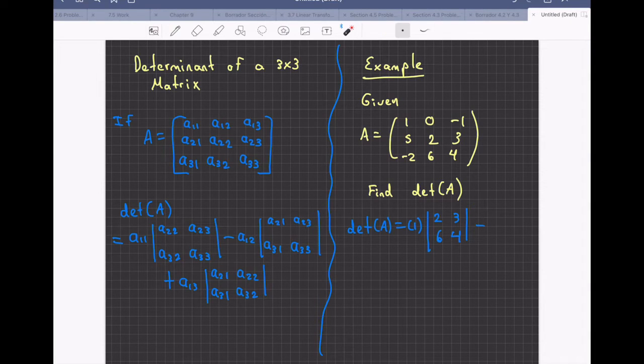Minus the second element, 0. I know the result of this is going to be 0, but anyway, I'm going to put it because this is the first time I'm computing this. So this element is in position row 1, column 2. So eliminate row 1, column 2. What matrix is left? 5, 3, negative 2, and 4.